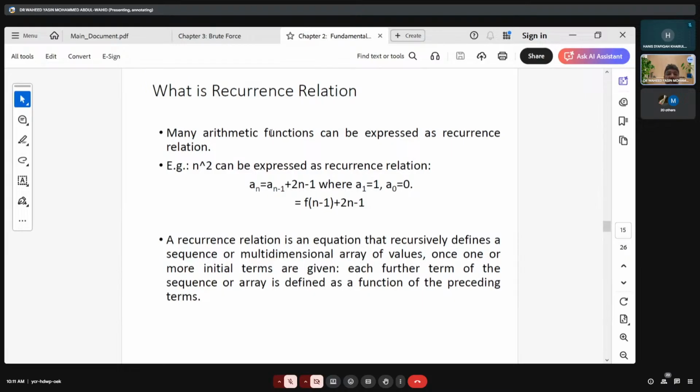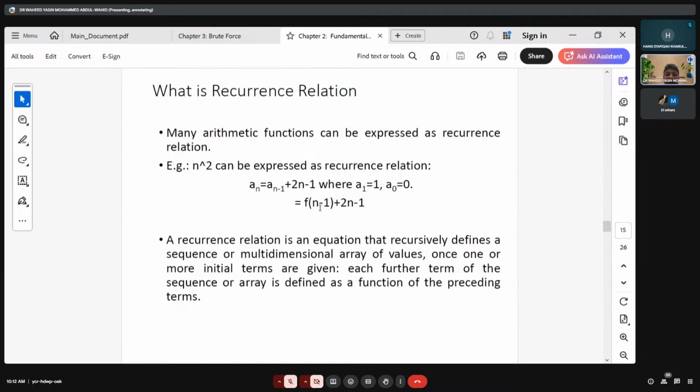With recurrence relations, many arithmetic functions can be expressed as a recurrence relation. For example, n squared can be expressed as the recurrence relation A(n) = A(n minus 1) + 2n minus 1, where A(1) equals 1 and A(0) equals 0.